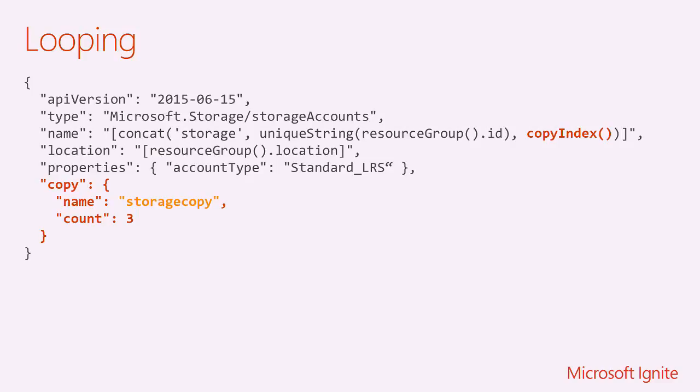And obviously, if we were building a more complicated template here, this count parameter could be one of the parameters that your user has passed in. So I want 10 data nodes. We can pass that parameter in here to this loop.